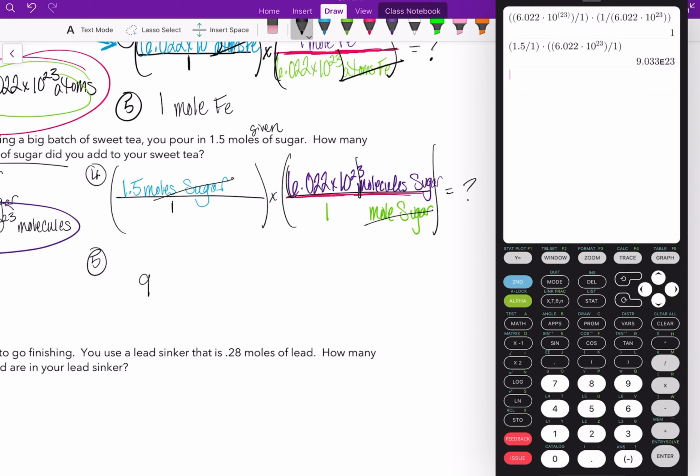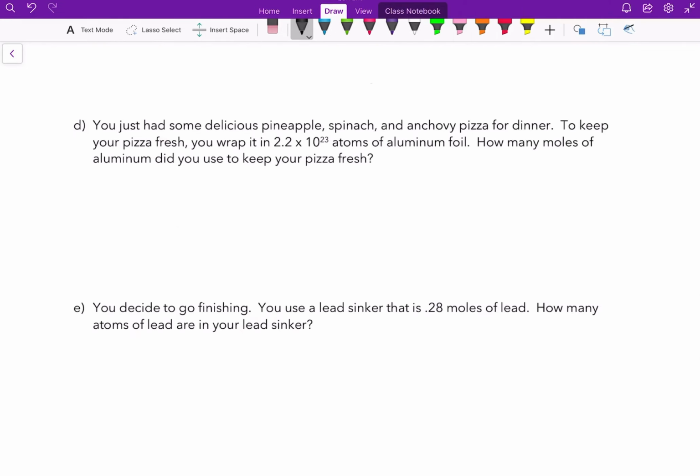So our answer, and you can just go out a couple of decimal places. So we'll go 9.03 times 10 to the 23rd, and we still need units. In order to get your units, whatever is up here becomes your units. So we have molecules of sugar. And that is our final answer. Go ahead and go to the next page.